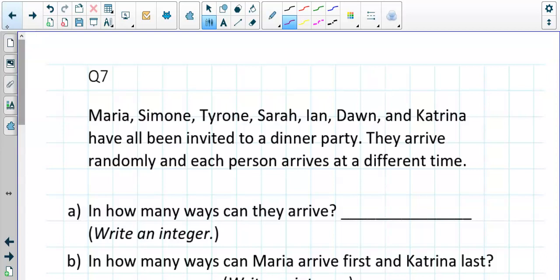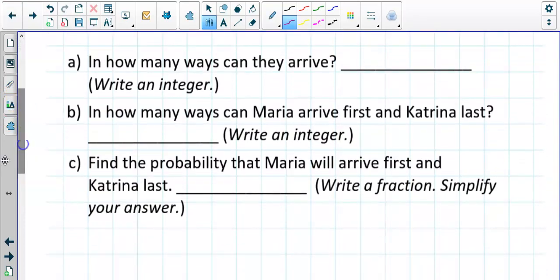All right. So Maria, Simone, Tyrone, Sarah, Ian, Dawn, and Katrina have all been invited to a dinner party. They arrive randomly, and each person arrives at a different time. So in this one, the cool thing is for this question, you had it in your assignment. Hopefully, maybe you got a chance to talk about it in class.